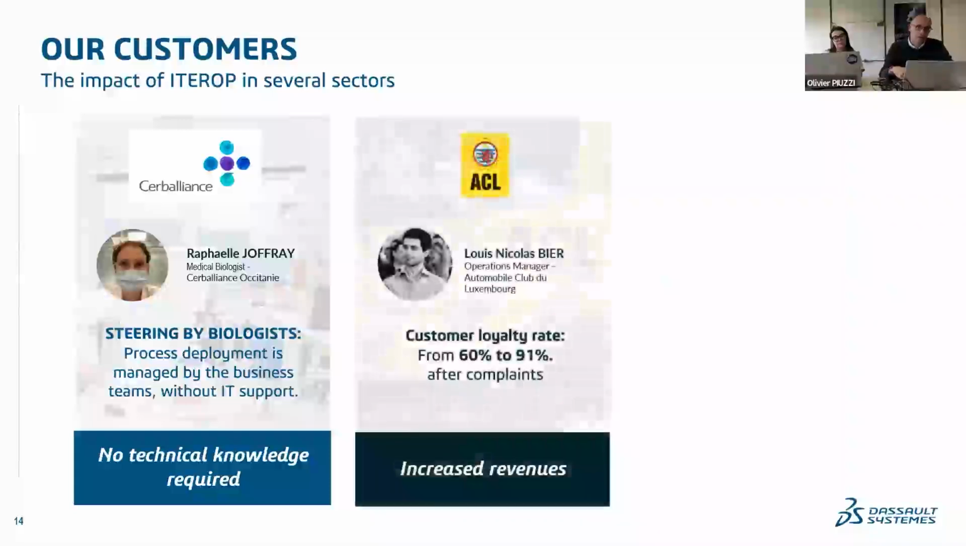and to manage them on Interop. The second topic we want to show you is ACL. ACL is a car leasing company for businesses, and they could save a lot of money thanks to the fact that they increased their loyalty with their clients. And why? Because they reduced the time to answer the complaints. They divided by 10 the time to answer the customer.